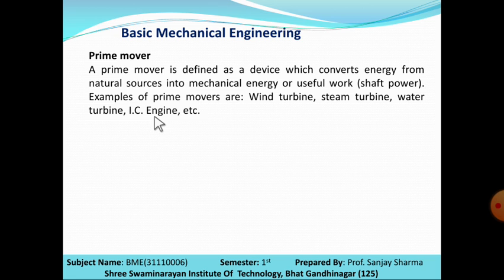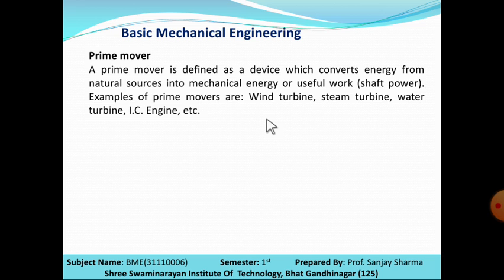In an IC engine you can see sometimes coal is also used, which converts water into steam, and that steam is utilized to operate the engine. So different types of natural energy sources are supplied to this device, and this device converts that natural source of energy into some mechanical energy or useful work, that is some shaft power.